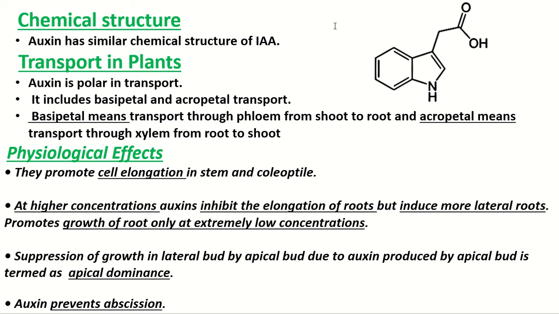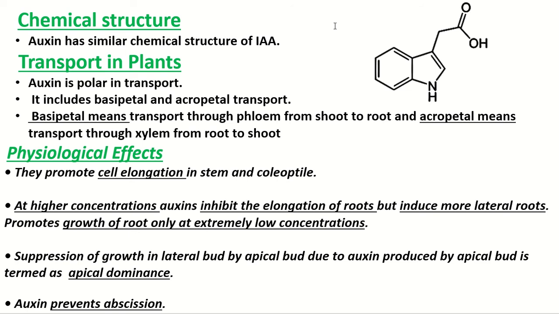Transport in plants. We already discussed that auxin is produced from the tips of roots, stems and leaves. From there, how is the auxin transported all over the plant body? Auxin is involved in polar transport. Polar means it is transported cell to cell based on polarity, and it is localized in the plasma membrane. By that, it moves from cell to cell.